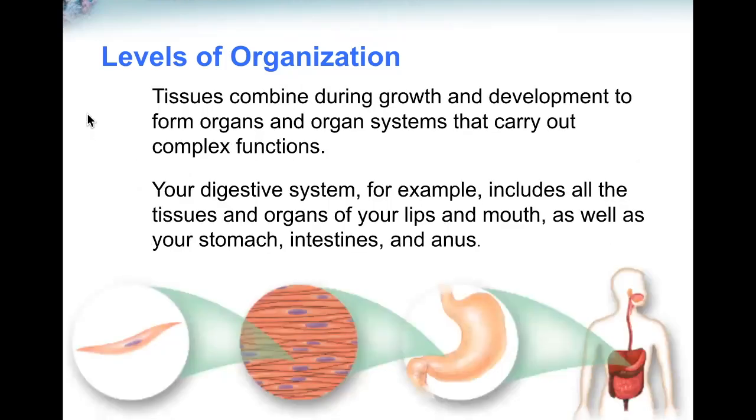Tissues combine during growth and development to form organs and organ systems that carry out complex functions. Your digestive system, for example, includes all the tissues and organs: your lips and mouth, as well as your stomach, intestines, and anus. Smooth muscle tissue makes up each of the portions of the alimentary canal, and together these make up the digestive system.